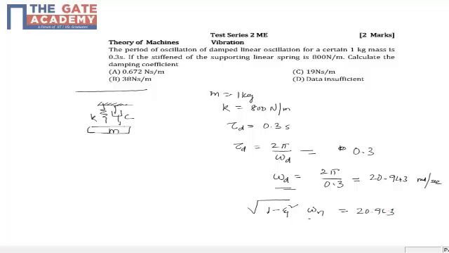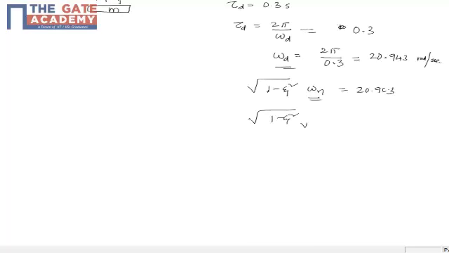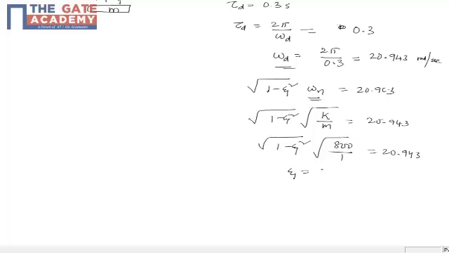This is 20.943. Omega n is the natural frequency, and for a spring mass damper it's root k by m. Now in this we know everything. K is given as 800, mass is 1 kg. So from this I can find out the damping ratio chi, because this equation will give you the damping ratio chi. So this comes out to be 0.672.